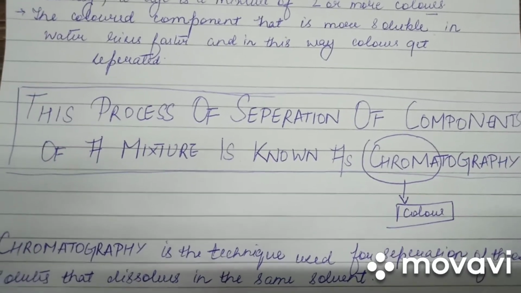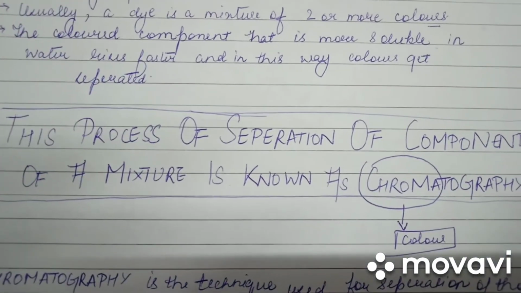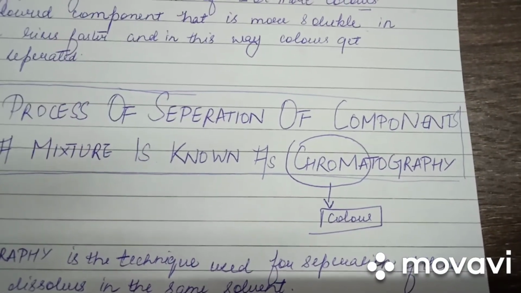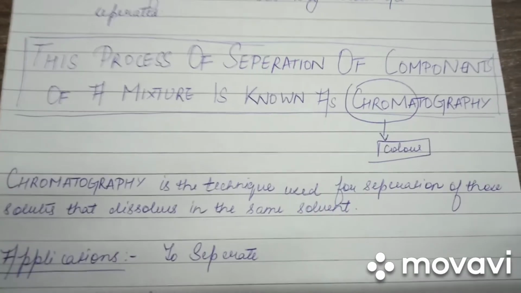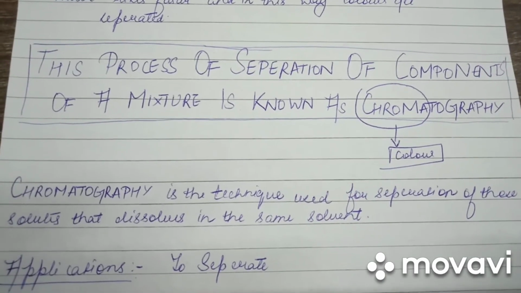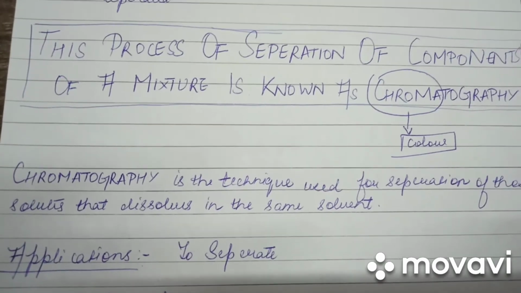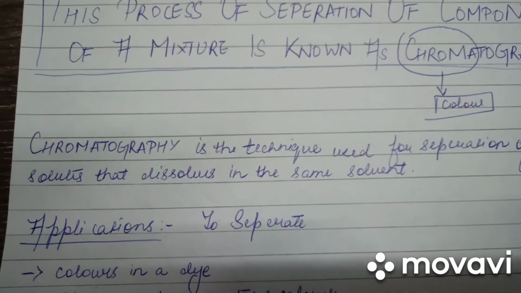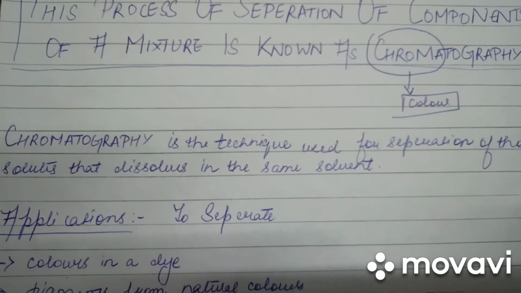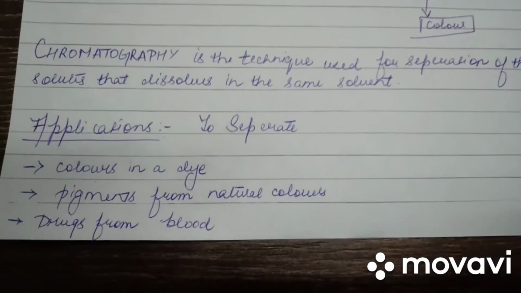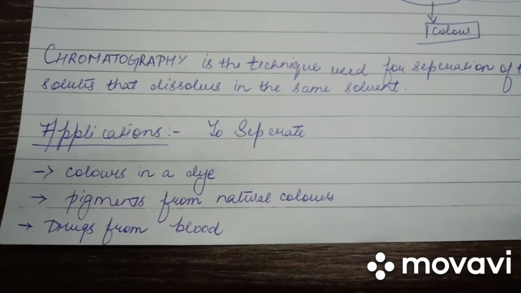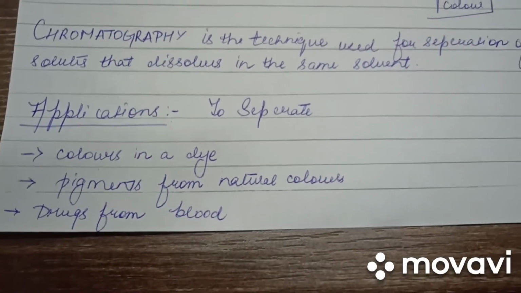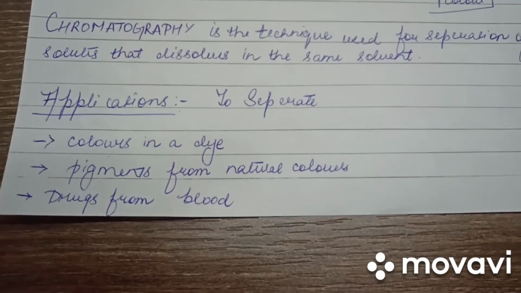This process of separation of components of a mixture is known as chromatography, wherein chromato in chromatography stands for color. Chromatography is the technique used for separation of those solutes that dissolve in the same solvent. Here, in case of our activity, the ink that we use has water as the solvent and the dye is soluble in it. Let us now further discuss various applications: to separate colors in a dye, like we discussed, pigments from natural colors, and drugs from blood.